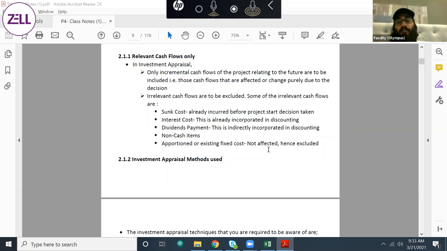Everyone with me? Dividend payments. Why dividend payments? Guys, why is dividend payment irrelevant?